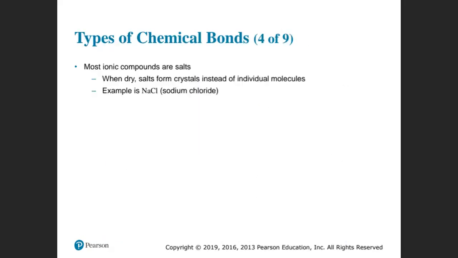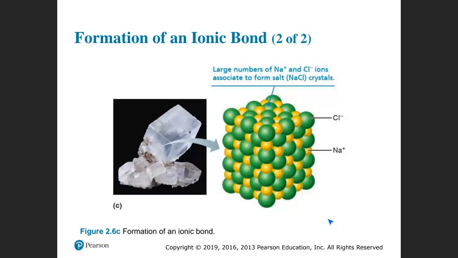And let's talk about ionic bonds a little bit more. Ionic compounds, most of them are salts. And so these form crystals instead of molecules, such as table salt.